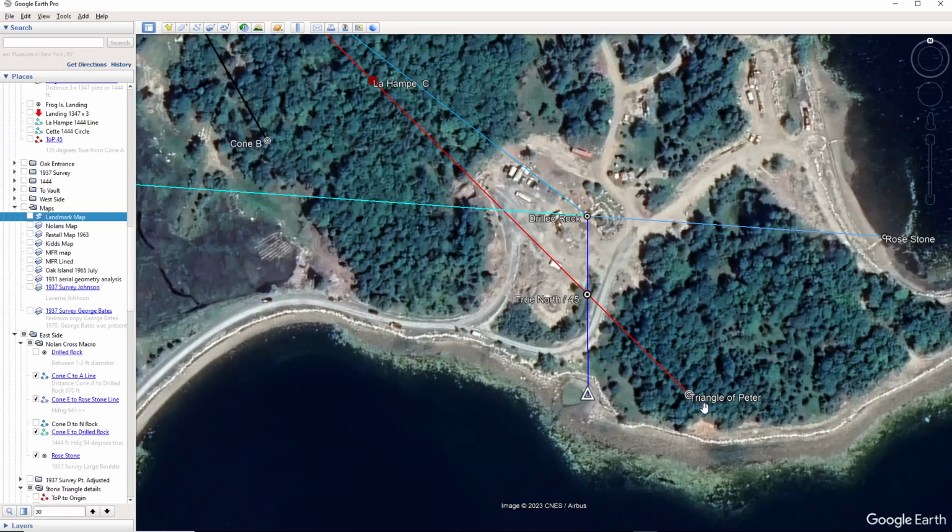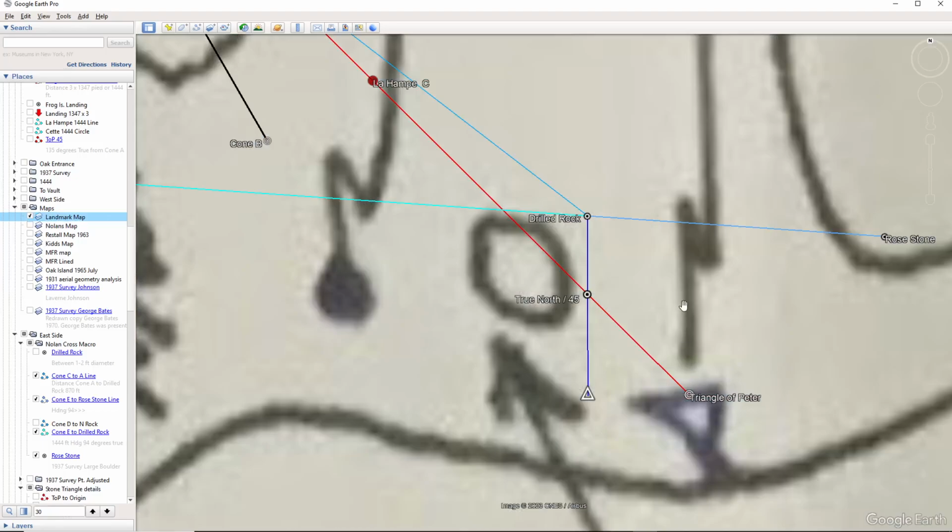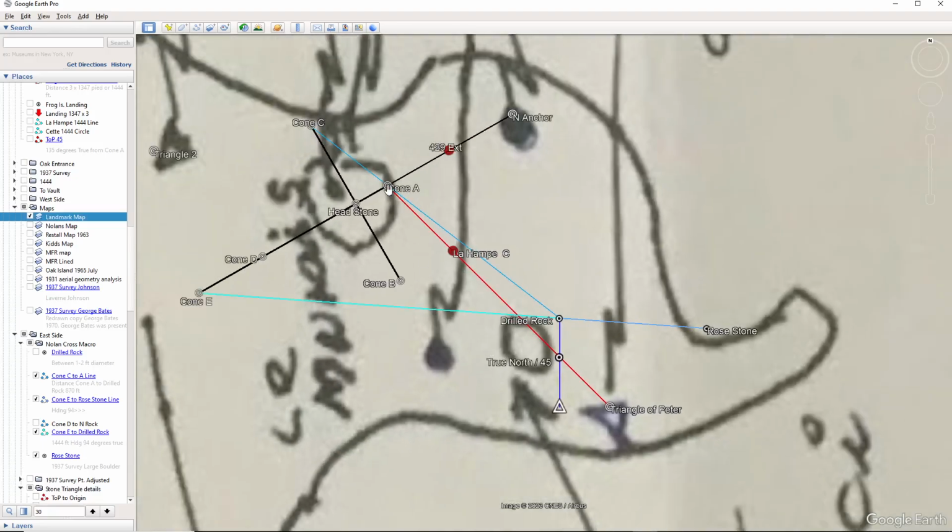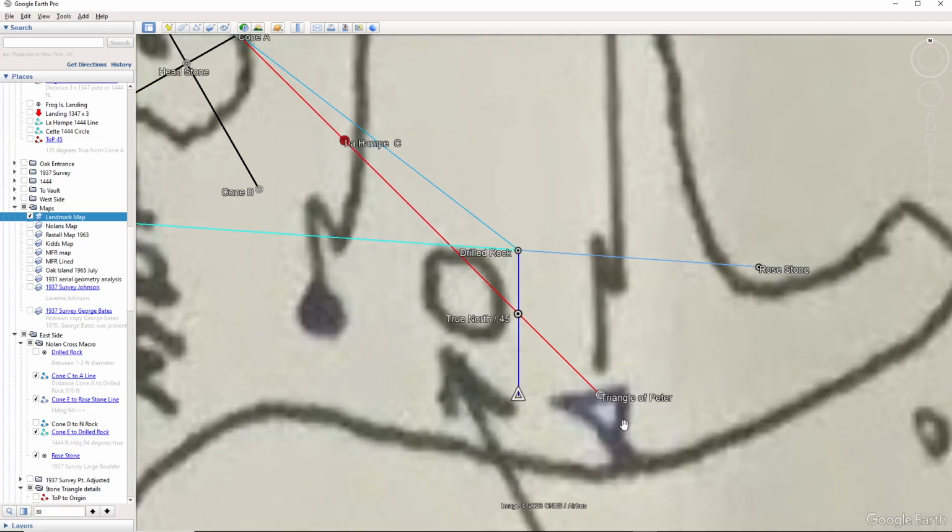So the Triangle of Peter, which is on the landmark map, at this location basically just gives us a termination point of this 45-degree angle, which comes off of cone A. Now, the orientation of this 45-degree angle comes from what's called the landing on the Rochefoucauld map, and I'll show you that in a minute. But one thing we can see is that this is an icon with a 90-degree angle and a 45-degree angle here. Also notice that the pointer points at almost a true north direction, very similar to this stone triangle. So this is very interesting.